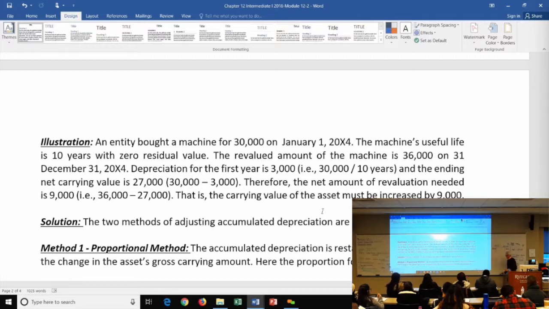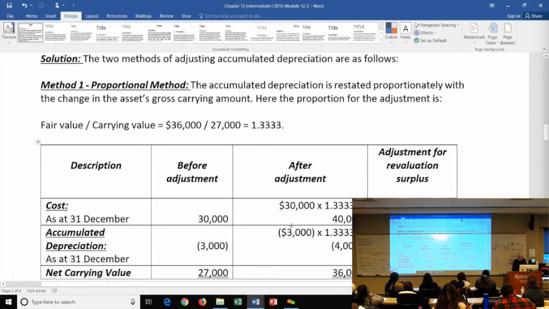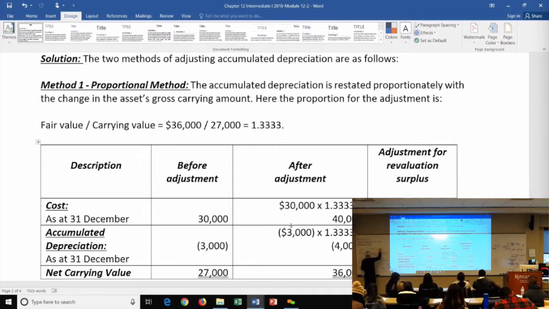What gets a little bit more complicated is the proportional method. It would say, we want you to come up with a way to value the asset at 36, but we want the plant asset adjusted, and we want the accumulated adjusted. We're trying to capture what the asset would look like had it always been on your books at fair value. So the fair value adjustment factor, 36 over the 27, 1.33.